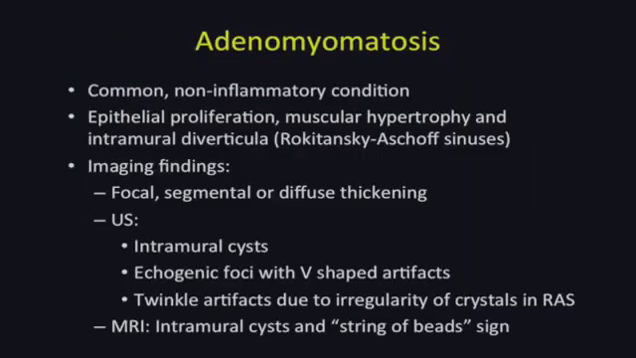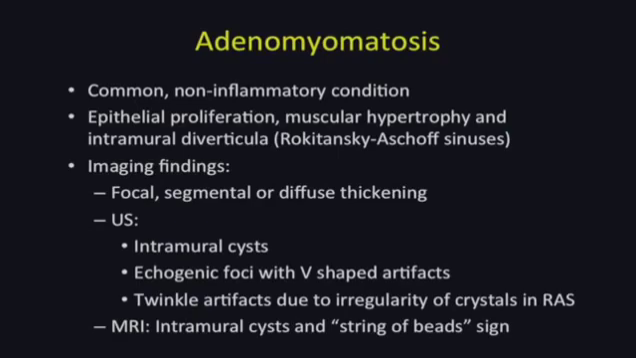Let's move on to adenomyomatosis. We also need to be aware of the findings of this entity because it can mimic gallbladder cancer. It is a common non-inflammatory condition with epithelial proliferation, muscular hypertrophy, and intramural diverticula or Rokitansky-Aschoff sinuses. The disease process can be focal, segmental, or diffuse.